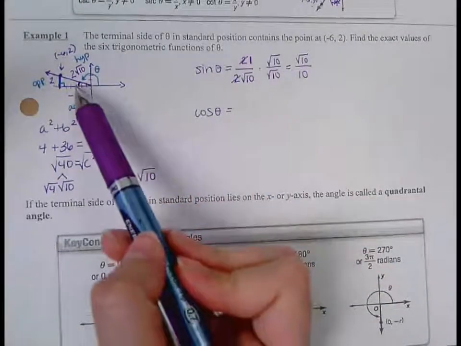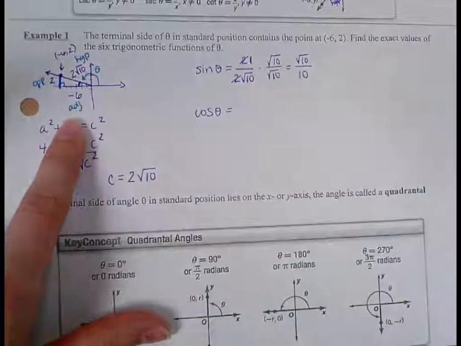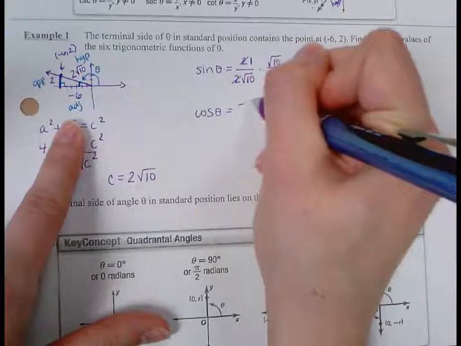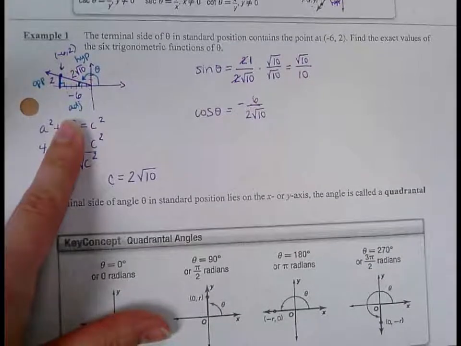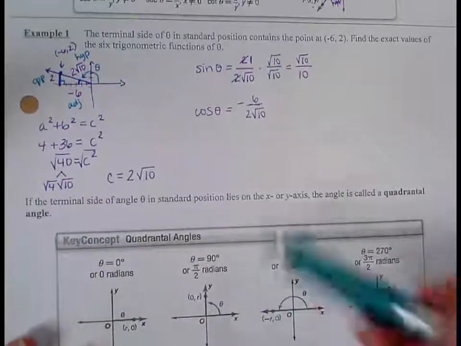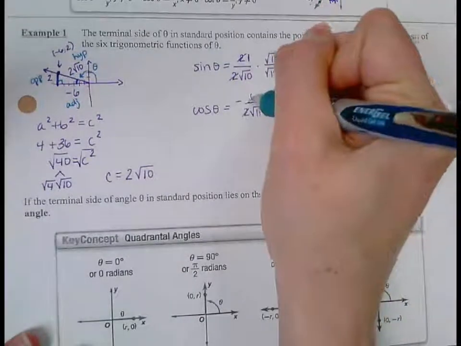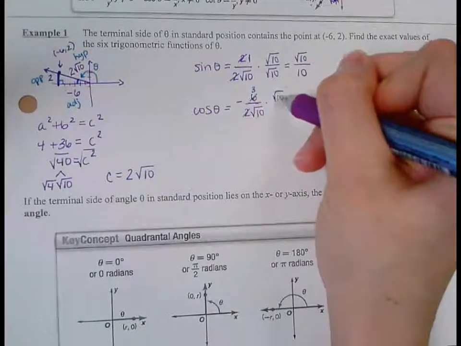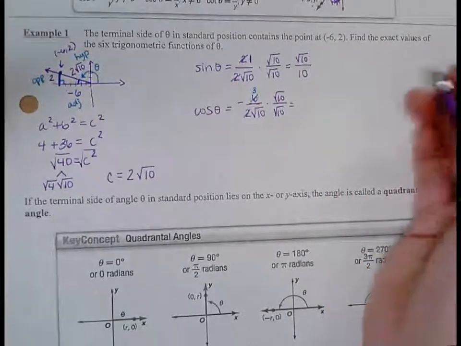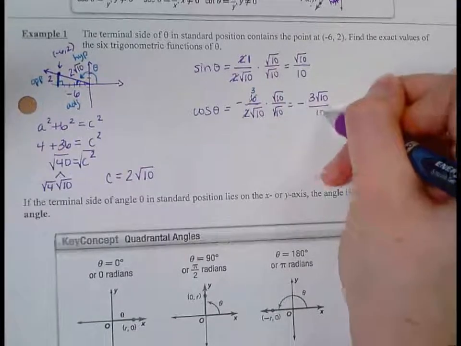Cosine of theta is adjacent over hypotenuse. That's why I put the negative there, because cosine here will be negative. So it's -6 over 2 square root 10. Then, again, I have to simplify. I can simplify the 6 and the 2, so the 2 is gone. 6 divided by 2 means I would have a -3 on the top. But then I have to multiply top and bottom by the square root of 10. So cosine of theta will be -3 square root 10 over 10.